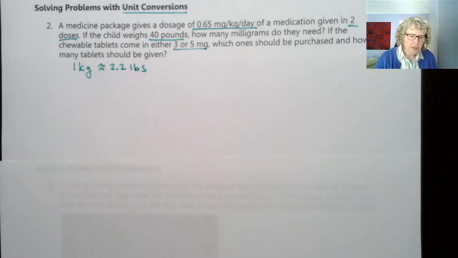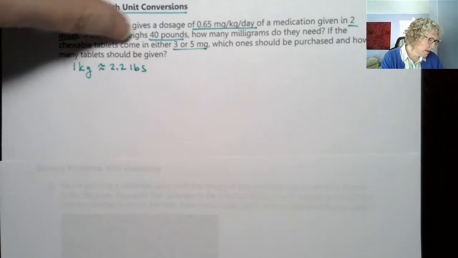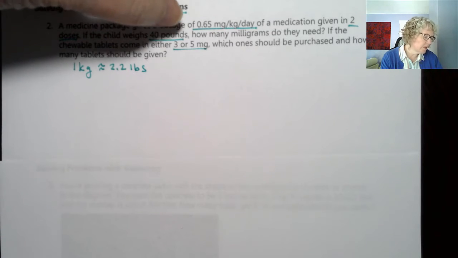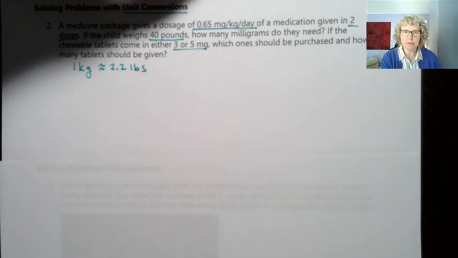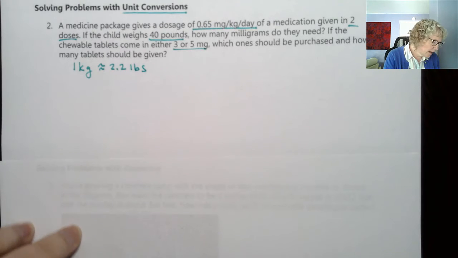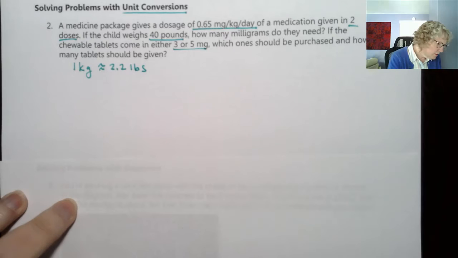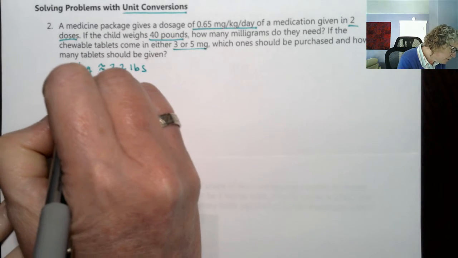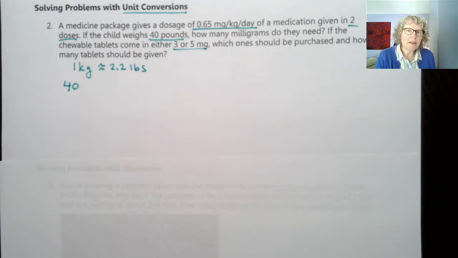Okay, so I think we can go ahead and figure out how much this child weighs, right? So if we take the child's weight in pounds, change that to kilograms, then we can figure out how much medicine to give this child, right? Okay, so if the kid is 40 pounds, I'm going to do this 2 different ways. One just kind of intuitively, and then I'll set up the other one with dimensional analysis so you could see which one you like better.